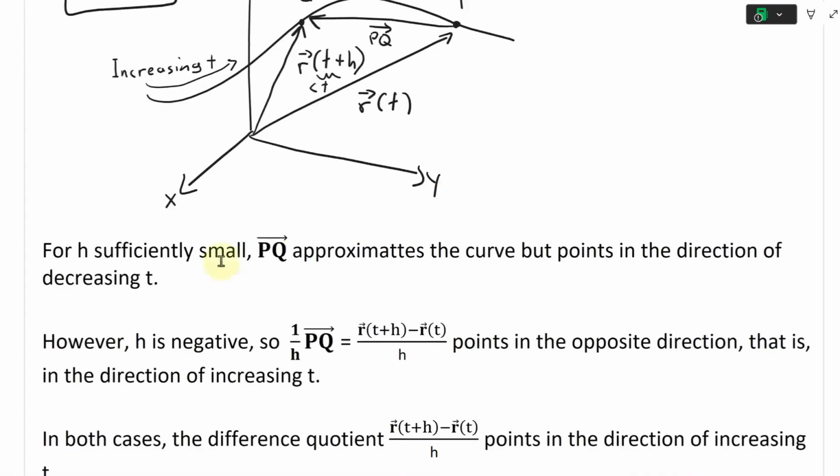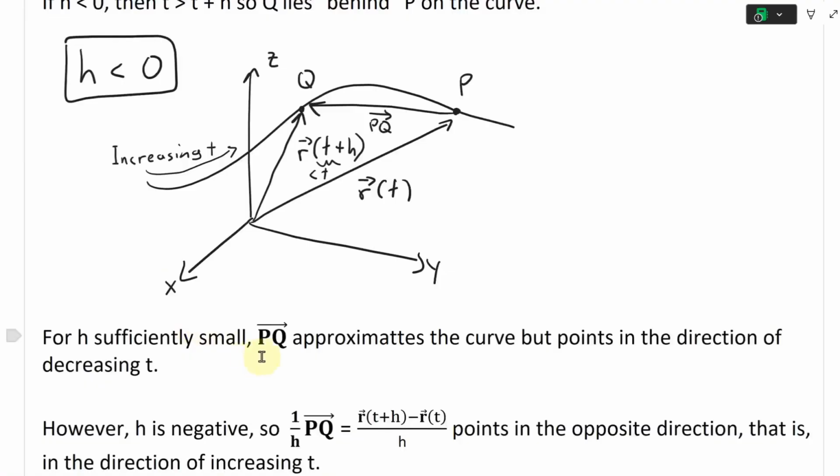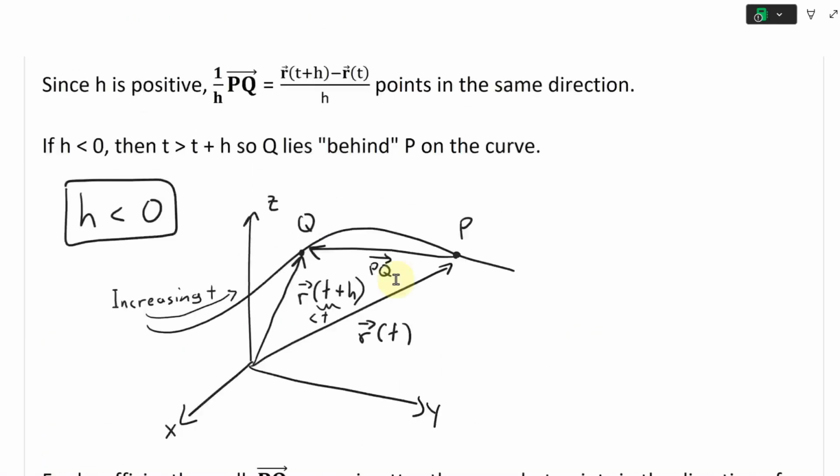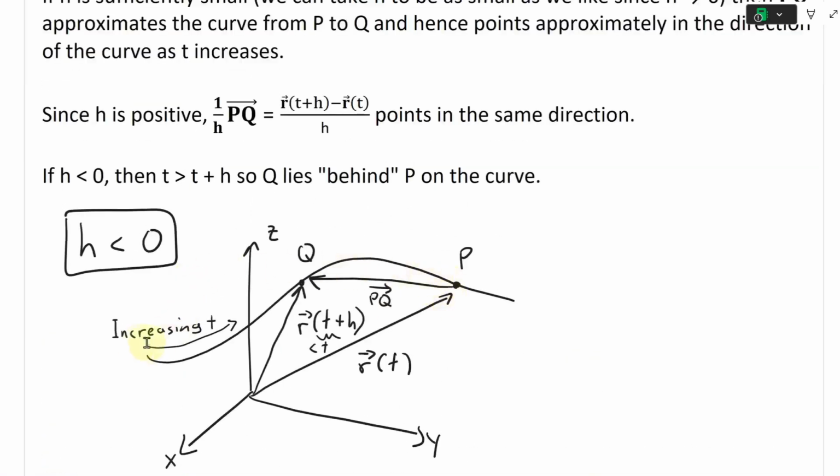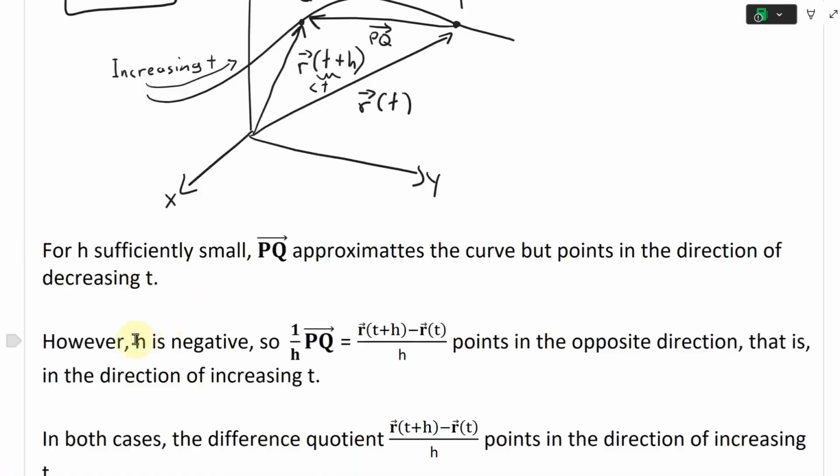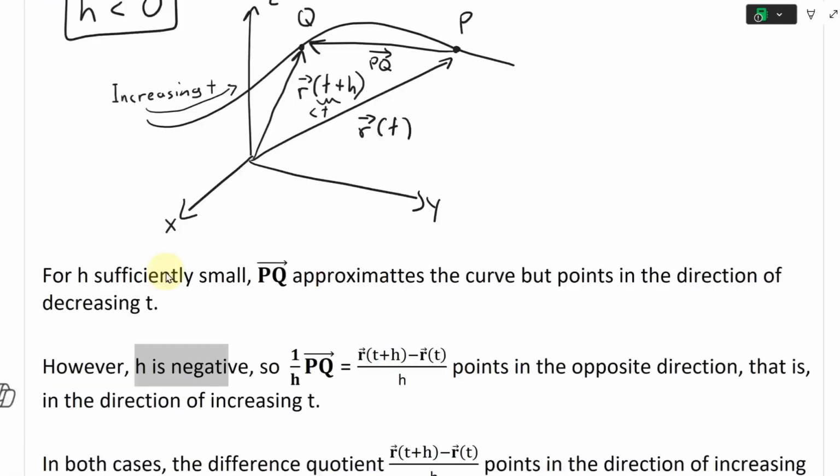And now we'll just read out what I wrote here. Again, it's from the solutions manual. For h sufficiently small, pq approximates the curve but points in the direction of decreasing t. So this is now pointing decreasing t. If increasing is on this side, now this is going towards decreasing. However, h is negative. It's because h is negative.